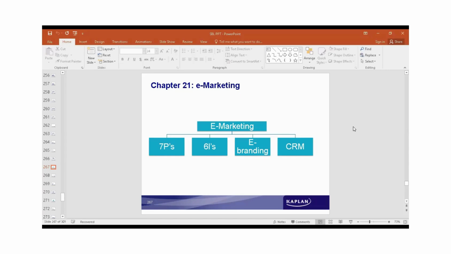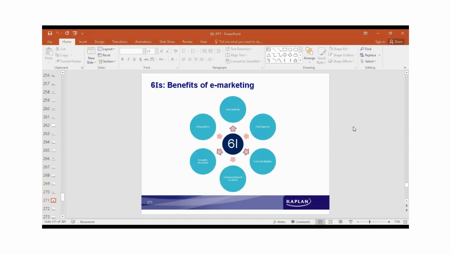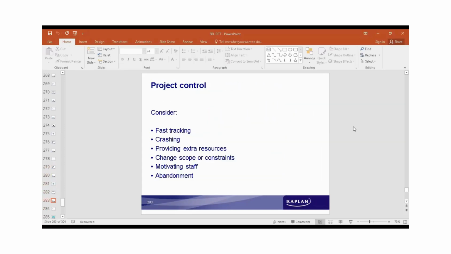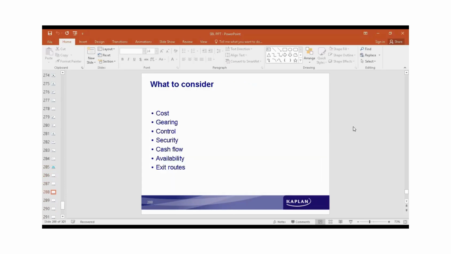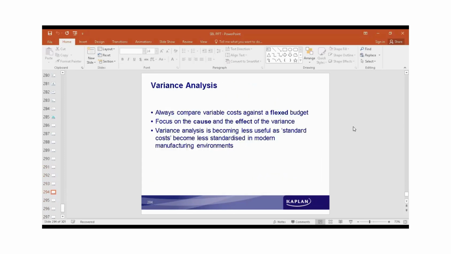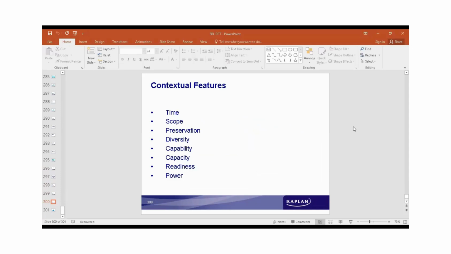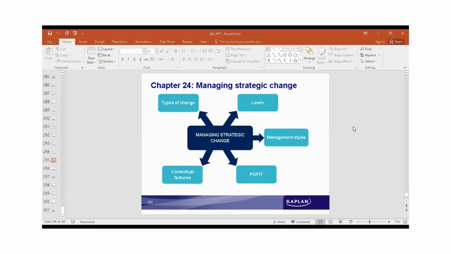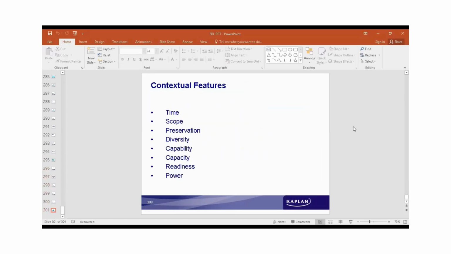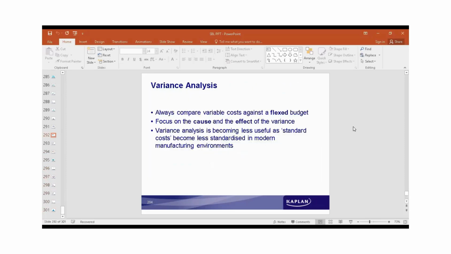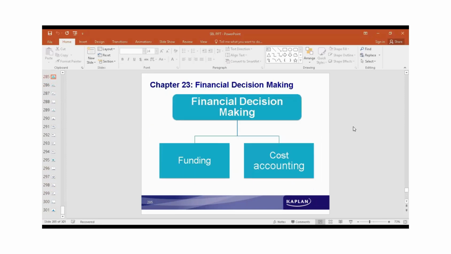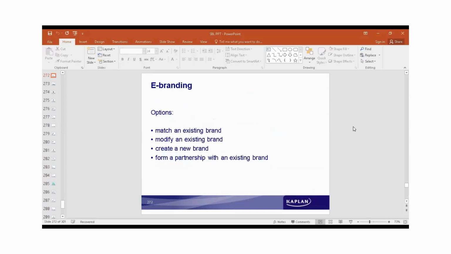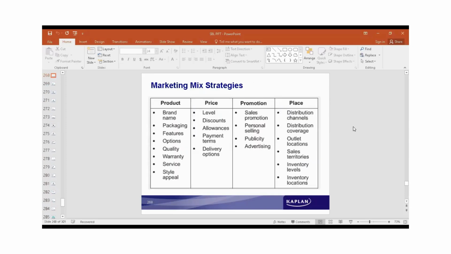We've another 3 chapters remaining, 21, 22 project management, 23 sources of equity. Sorry, 4 chapters. Fourth one is about managing strategic change. Okay, let's go for a break for 5 minutes and then join back and then start with what is e-marketing.